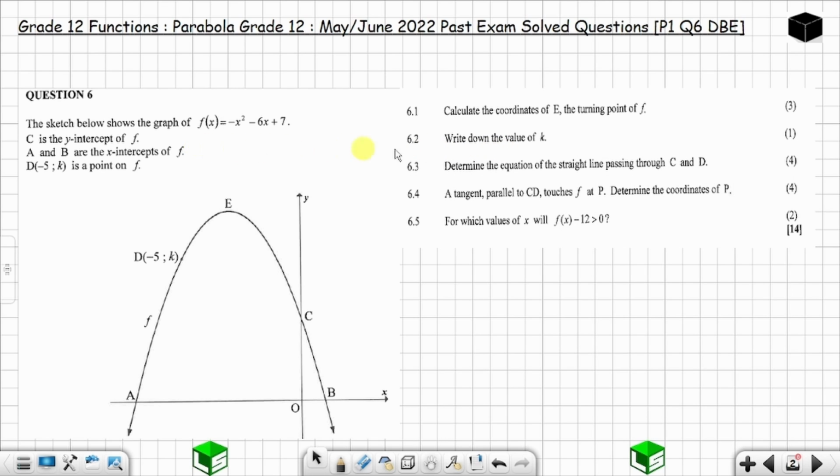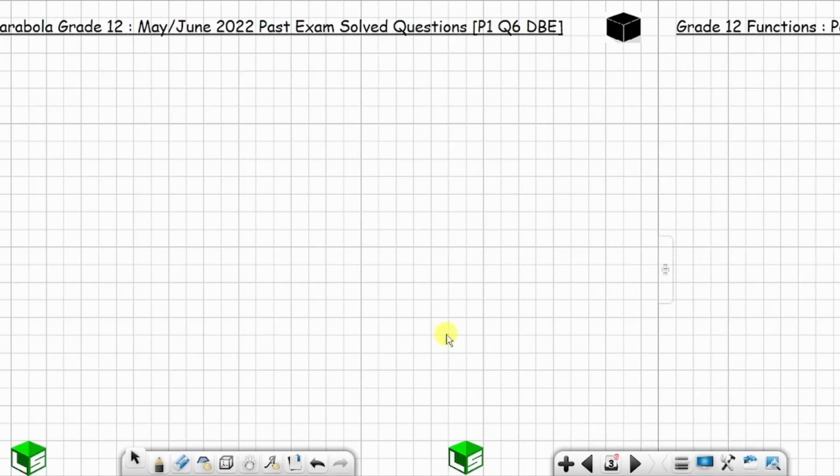In this video, we are going to learn how to calculate the coordinate of the turning point of a parabola. You are going to learn how to determine the equation of a straight line passing through 2 points. You are also going to learn how to determine the coordinate of the point of contact between a tangent and a parabola. And lastly, you are going to learn how to solve quadratic inequalities. Okay, so let's get started.